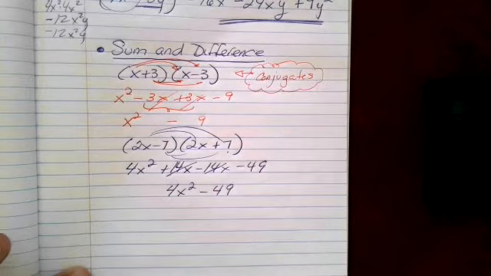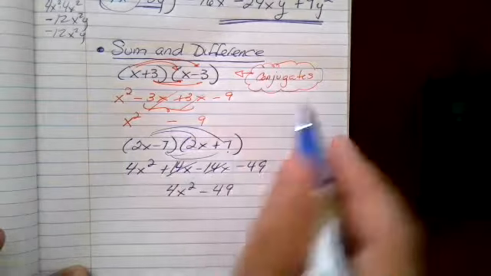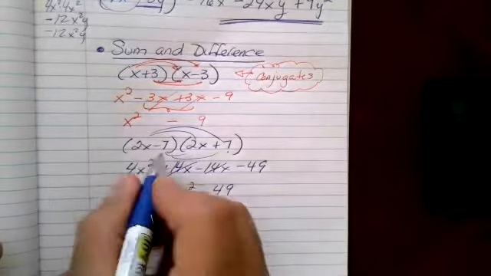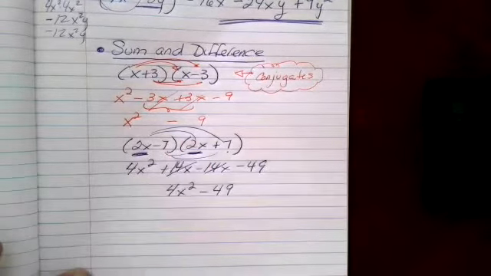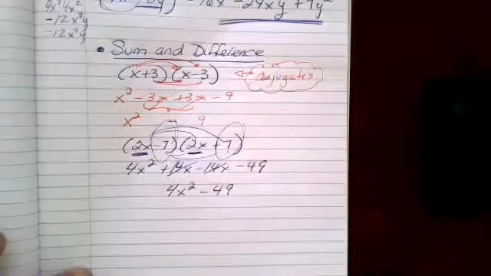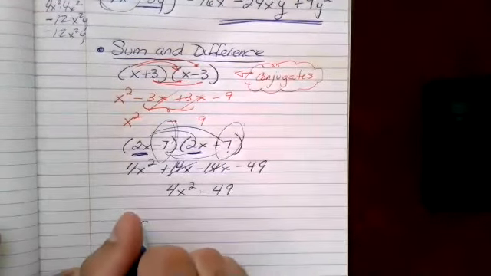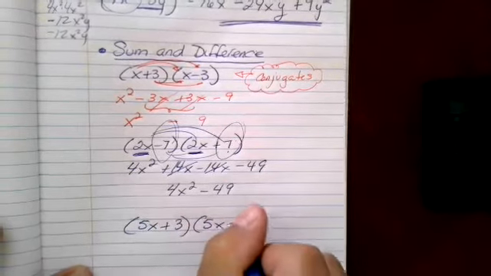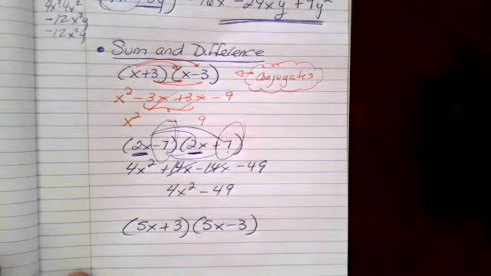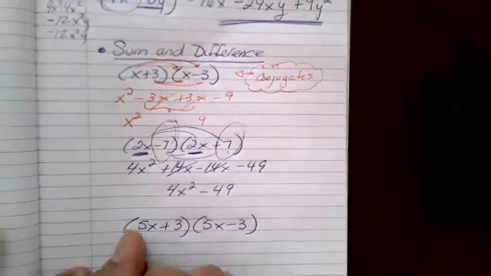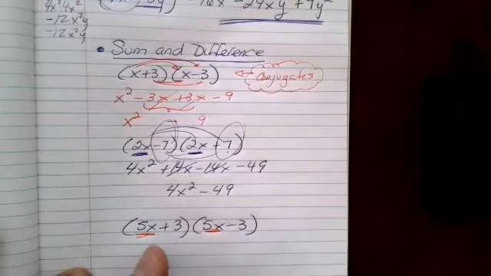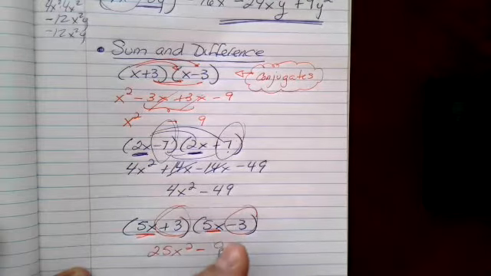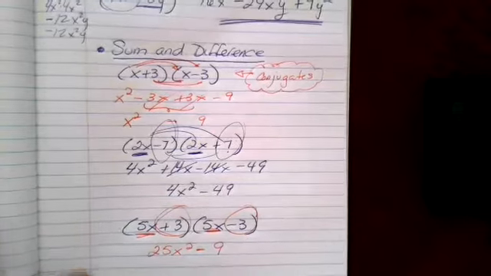So it happened again. When I'm multiplying the sum and difference, or I'm multiplying conjugates, I don't have to multiply the whole thing. I could just multiply the first term and the first term, last term and the last term. So if I have 5x plus 3 and 5x minus 3, I don't have to go through that whole rigmarole of FOILing it all out or distributing it. I could just multiply my first term, 25x squared, and my last term, -9, because these are conjugates.